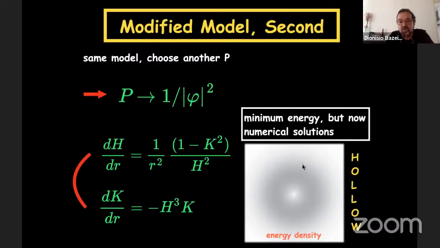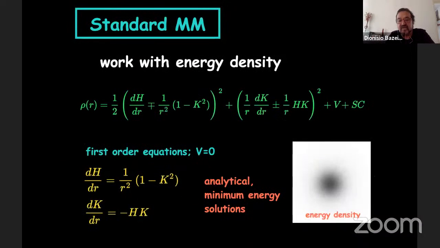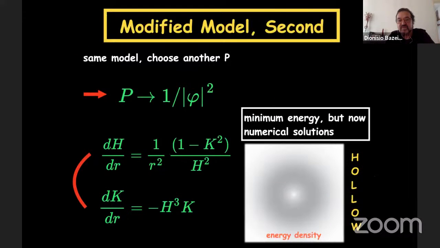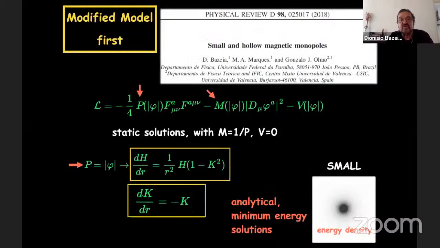The solution has the same quantity of black ink here and here and here. Okay? But in this case, there is a hollow part of the solution. The solution becomes a shell, with an empty part in its interior. We should call it the hollow magnetic monopole.